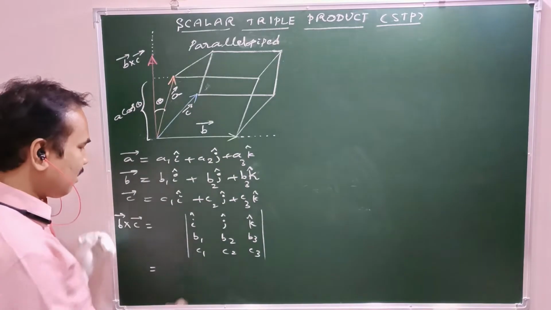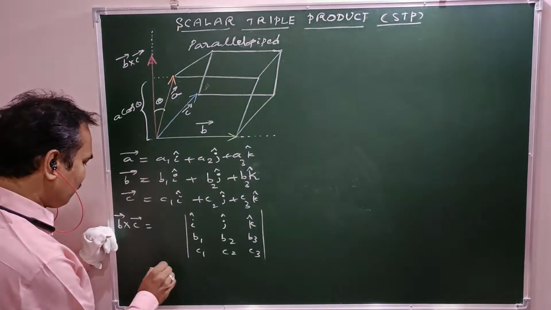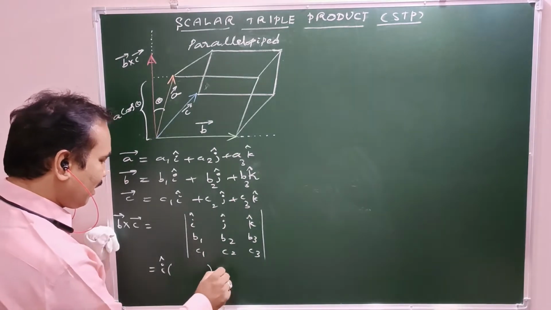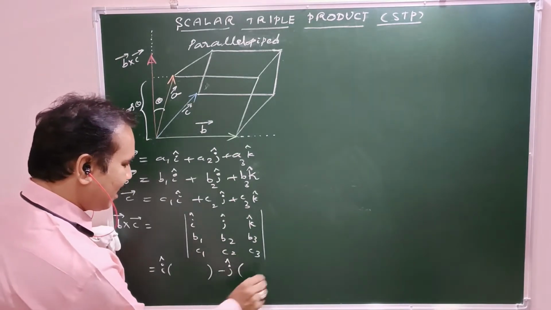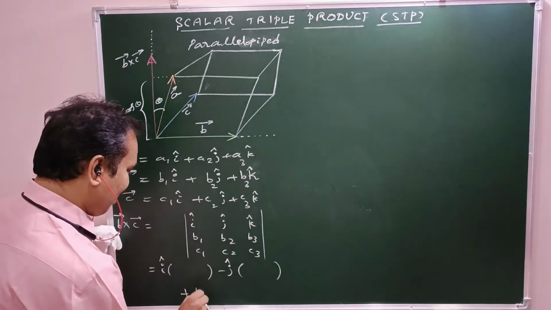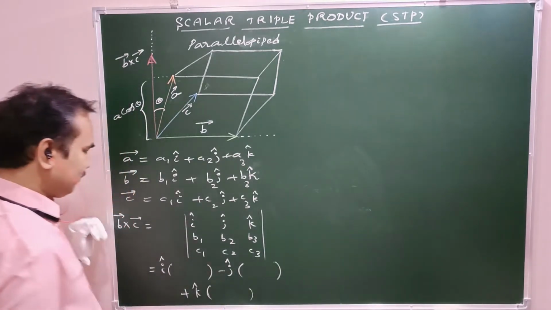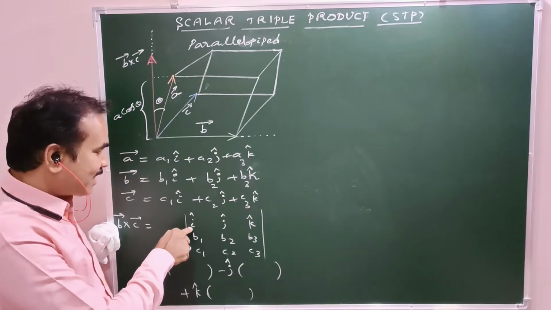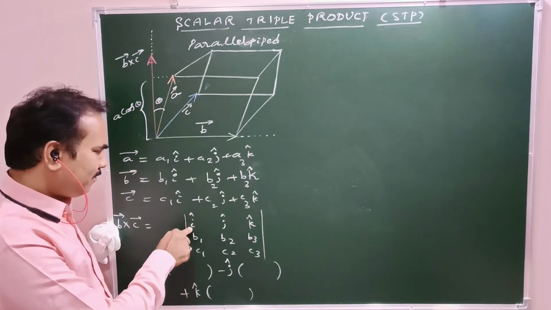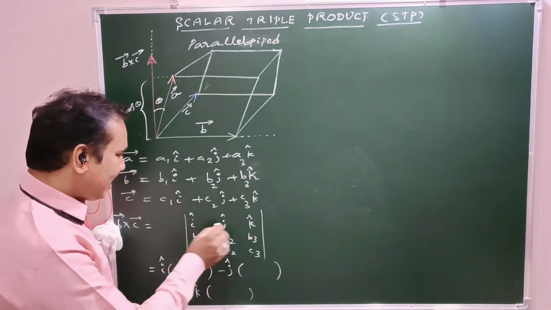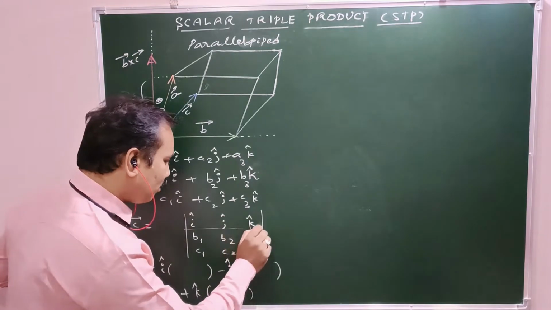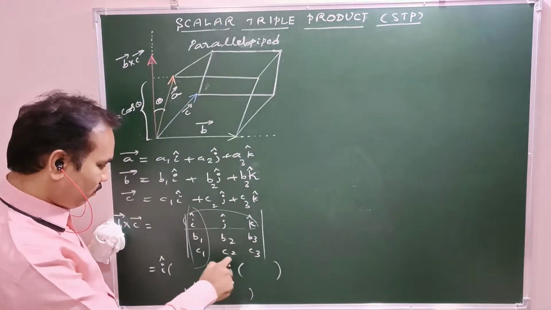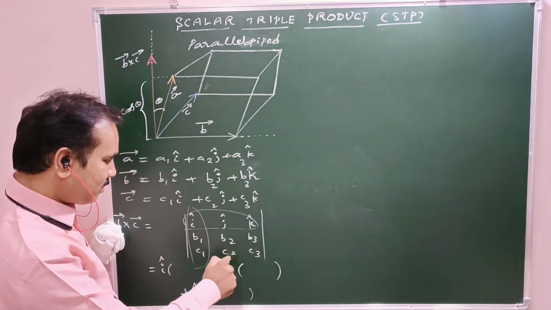Now, what is the procedure? That is i cap into (ad minus bc), minus j cap into (ad minus bc), plus k cap into (ad minus bc). Now, where is i cap? Somewhere here. Now, exclude the row and column containing i cap. We are left with the four components b2, b3, c2, c3.